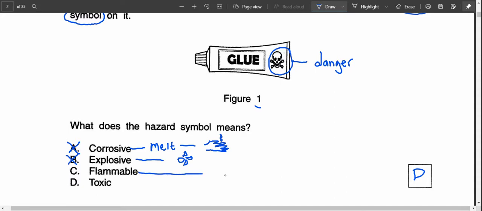Flammable means it catches fire easily. Therefore, it will be represented by a diagram of a fire. Therefore, it's not C. And D, toxic, means it can be lethal. And this means it's dangerous. Therefore, the answer is D.